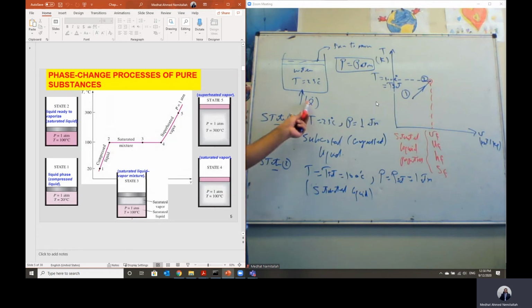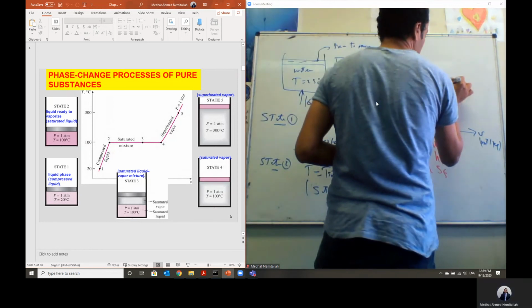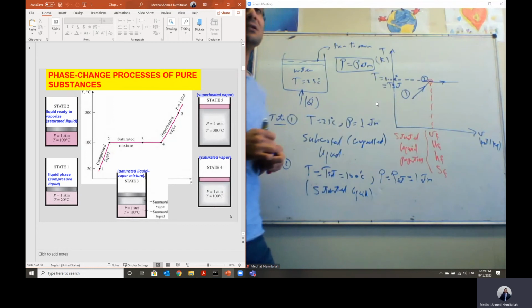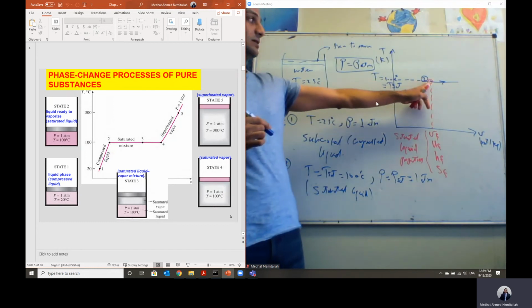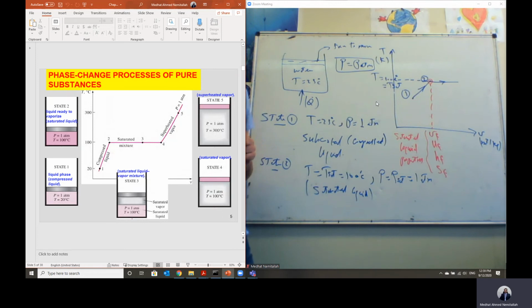If we added any amount of heat, then some liquid would be converted to vapor. But if we added some heat, will the temperature rise? No, the temperature will not rise in this case. The heat added after state number 2 is called latent heat. Latent heat is the heat that results in phase change, not temperature rise.